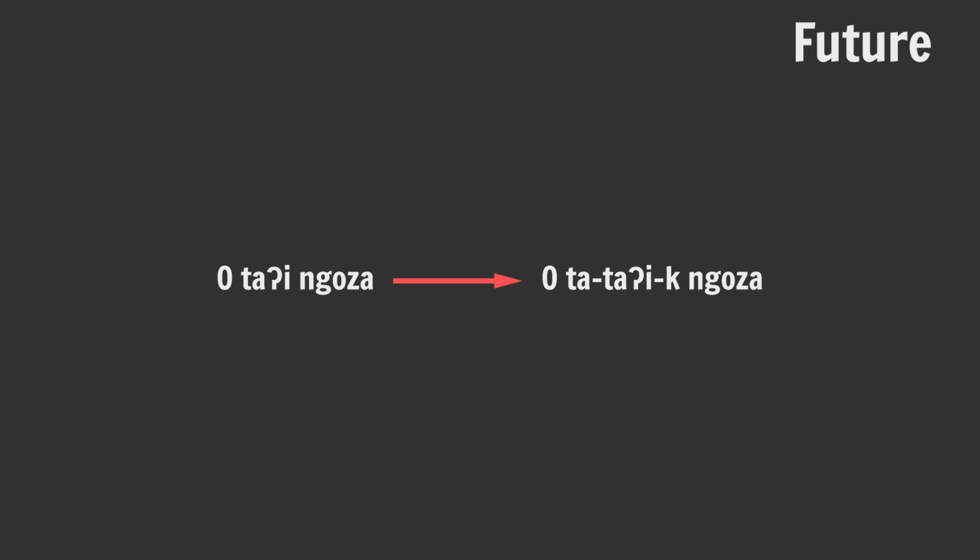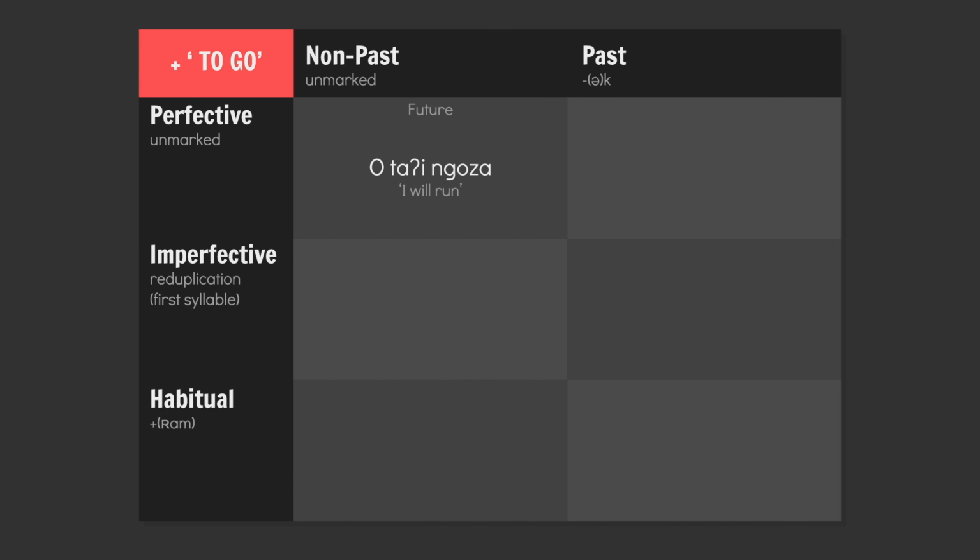But here, we'll keep it simple and say that the auxiliary takes all marking and the lexical verb is left bare. So the plan then, I assume, will be to conjugate the auxiliary verb, run it through the various encodings and see what aspects pop out. Indeed. Like if ta'i is rendered in the imperfective, that would give us a future imperfective, emphasizing that the action will be in the process of taking place at some point in the future. O ta'i ngoza, I will be running.